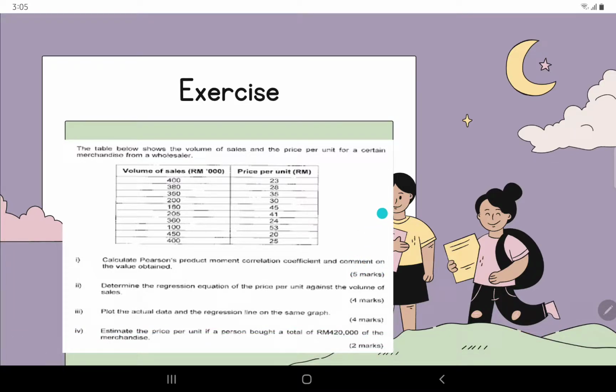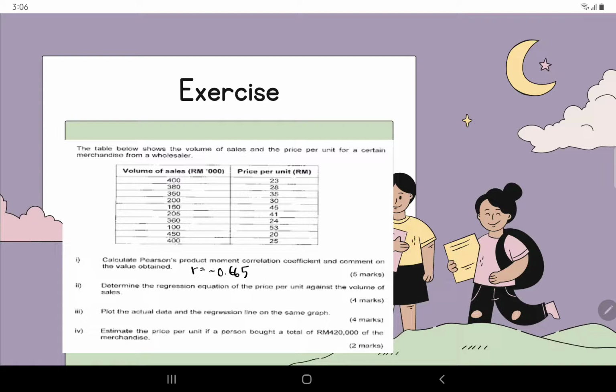Formula tu ada, you all boleh refer balik dekat video lecture last week. Dan boleh check dengan amount yang you all key in dalam calculator. Boleh check jawapan dia. So, yang ni saya bagi jawapan daripada calculator je lah. So, R equals negative 0.665.